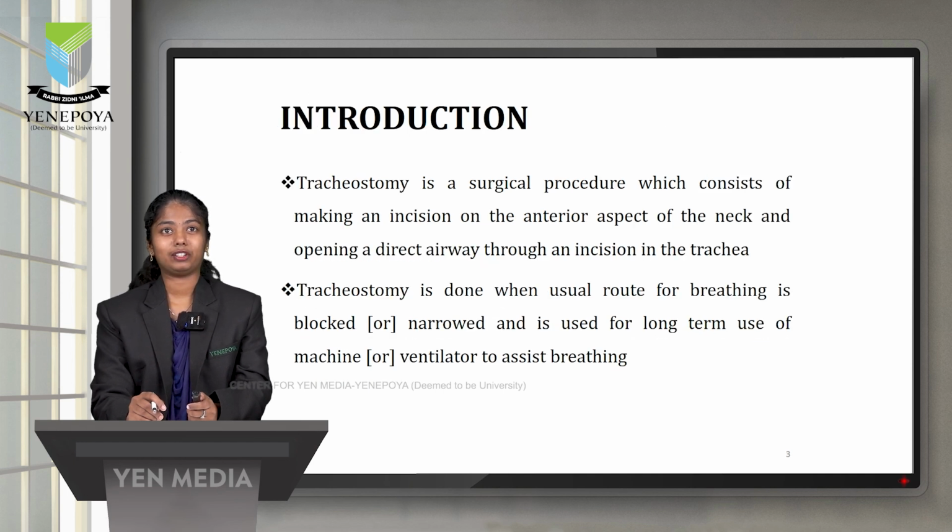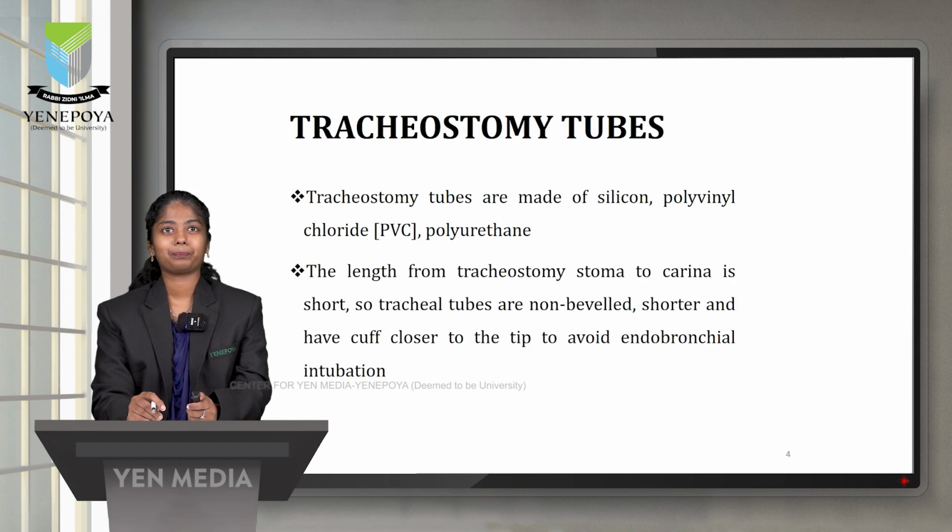Introduction. Tracheostomy is a surgical procedure which consists of making an incision on the anterior aspect of the neck and opening a direct airway through an incision in the trachea. Tracheostomy is done when the usual route for breathing is blocked or narrowed, and is used for long-term use of a machine or ventilator to assist breathing.